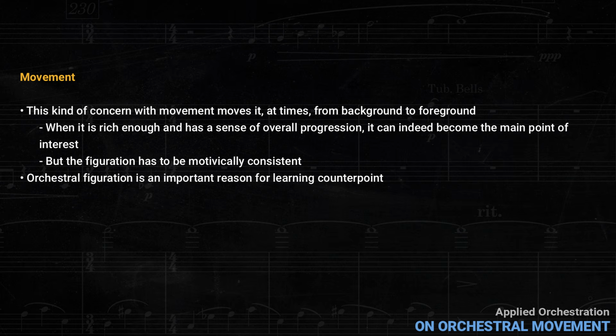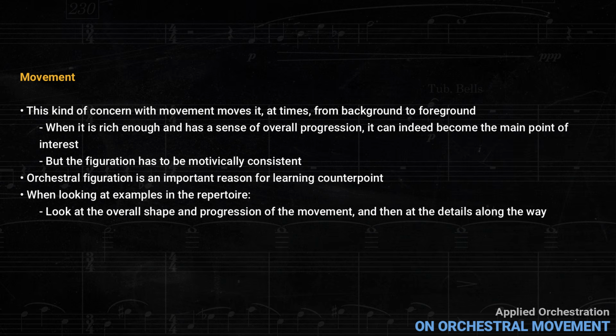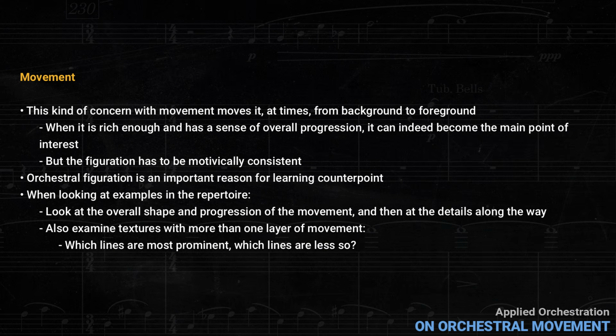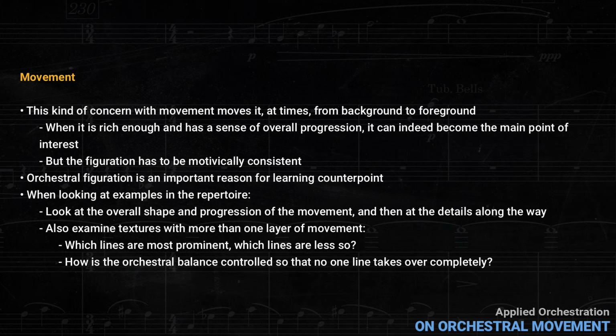Although it's not imitation like a fugue, being able to make the little details interesting rather than just formulaic requires the kind of thinking that counterpoint teaches us. When looking at examples in the repertoire, look at the overall shape and progression of the movement, then at the details along the way. Also examine textures with more than one layer of movement. Which lines are the most prominent, which lines are less so? How is the orchestral balance controlled so that no one line takes over completely?